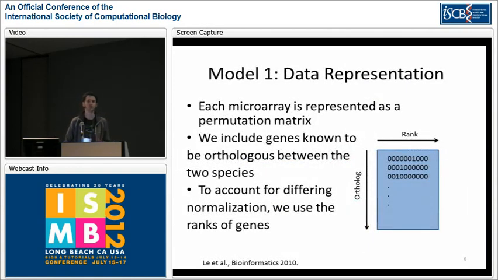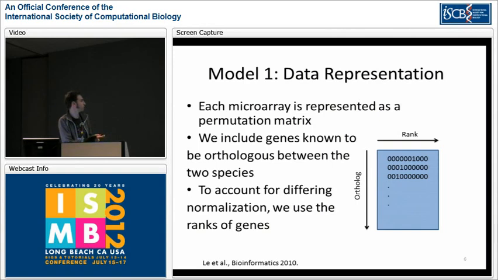So let's talk about what the two models we use are. The first model is to compare the actual raw expression data between species. And this model is derived from previous work in our lab. First thing we have to do is figure out how to actually represent a microarray in a form that we can actually process. And so what we do is we build a permutation matrix.